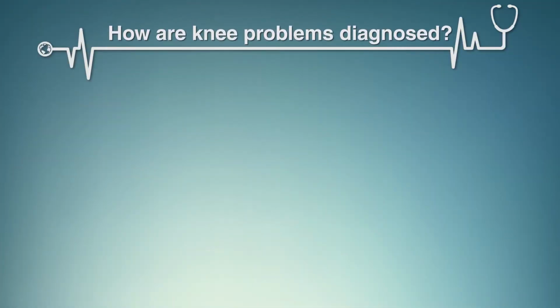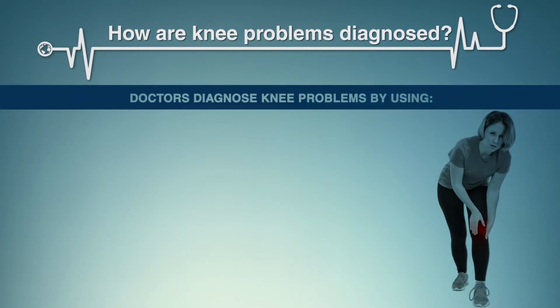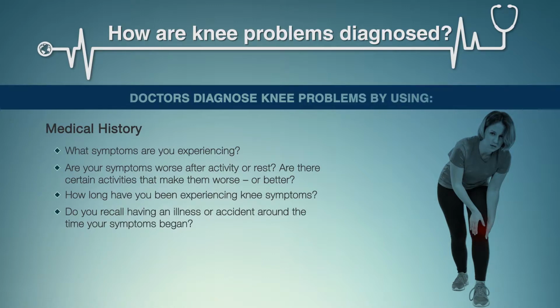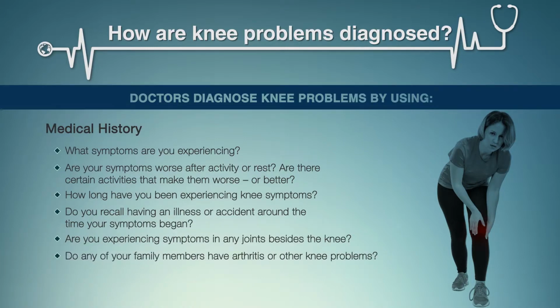Diagnosing knee arthritis and other problems will begin with the physical exam and medical history. To assess the medical history, your doctor will ask you questions such as, what symptoms are you experiencing? Are your symptoms worse after activity or rest? Are there certain activities that make them worse or better? How long have you been experiencing knee symptoms? Do you recall having an illness or accident around the time your symptoms began? Are you experiencing symptoms in any joints besides the knee? Do any of your family members have arthritis or other knee problems? Do you have other medical problems that could be causing your symptoms?